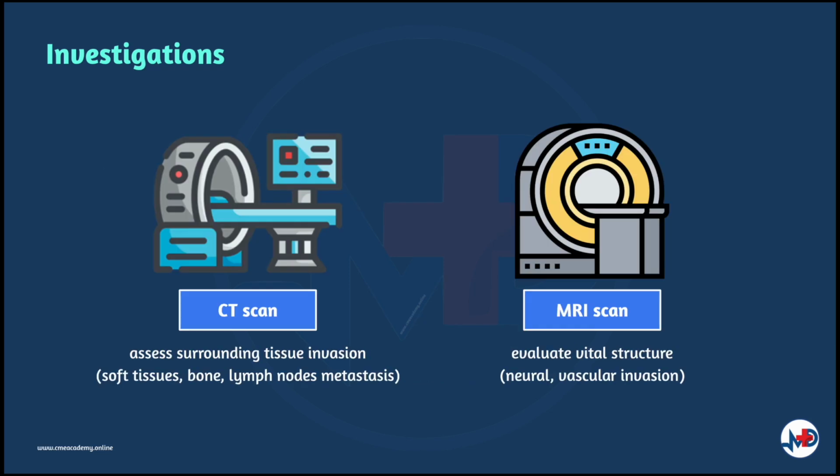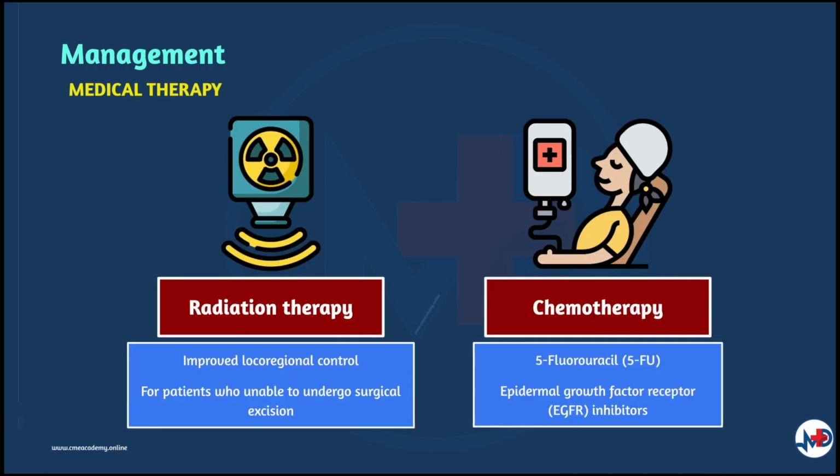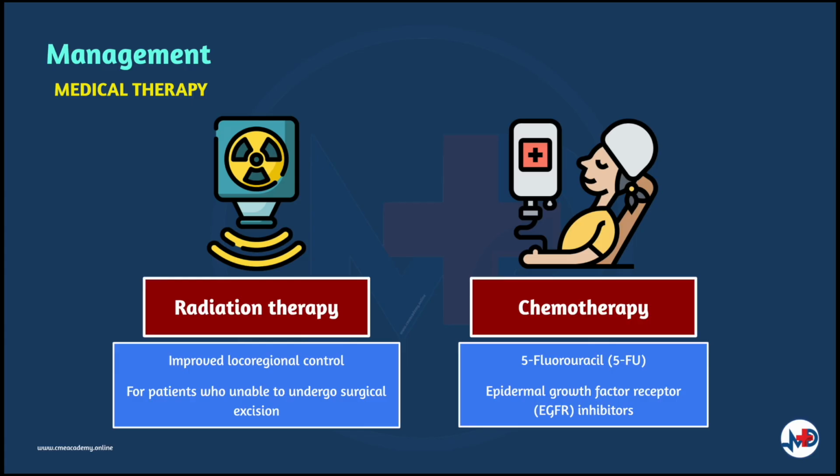CT scan is needed to assess surrounding tissue invasion such as soft tissues, bone, and lymph node metastases, while MRIs are used to evaluate vital structures including neural and vascular invasion. Medical therapy is used as adjuvant and for patients who are not eligible for surgery, such as elderly and immunosuppressed individuals. Radiation therapy is used to improve loco-regional control and for those who are unable to undergo surgical excision. Chemotherapy is used as adjuvant therapy. Specific drugs are oral 5-fluorouracil and epidermal growth factor receptor inhibitors.